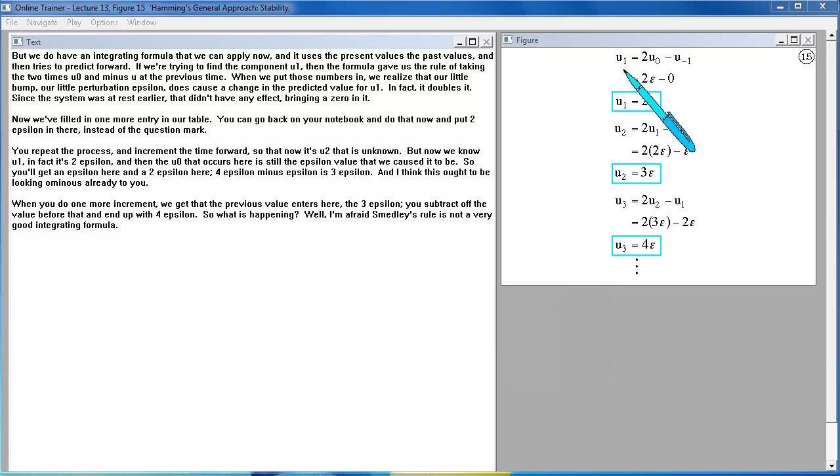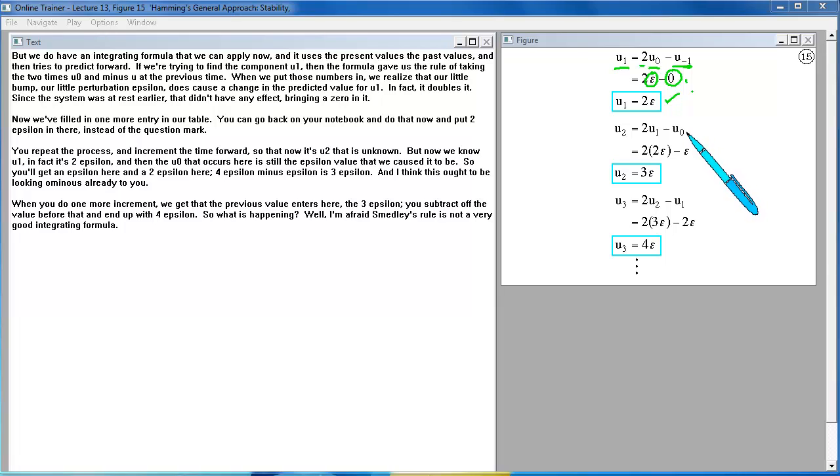If we're trying to find the component u1, then the formula gave us the rule of taking 2 times u0 and then minus u at the previous time. When we put those numbers in, we realize that our little bump, our little perturbation epsilon, does cause a change in the predicted value for u1. In fact, it doubles it. Since the system was at rest earlier, that didn't have any effect, bringing a 0 in. Now we've filled in one more entry in our table.